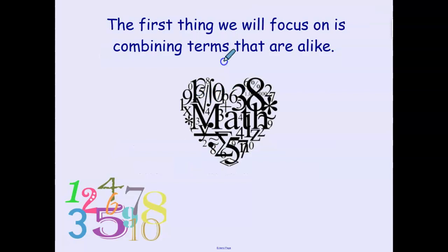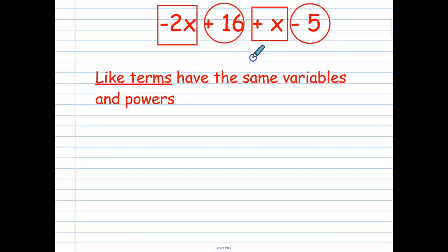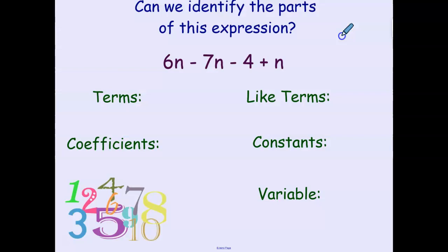Today we're going to focus on combining terms that are alike. When we say like terms, that means they have the same variables to the same powers, or we can even group constants together, the ones together. Those are also considered like terms. So go ahead and copy that in. Again, like terms have the same variables and powers. These are both x's, so they're like terms. These are both ones, so they're like terms.